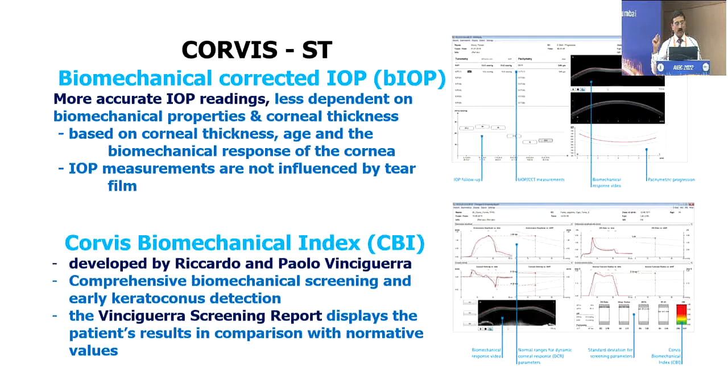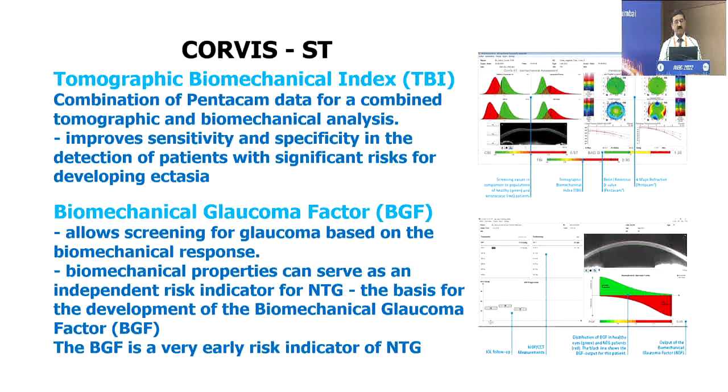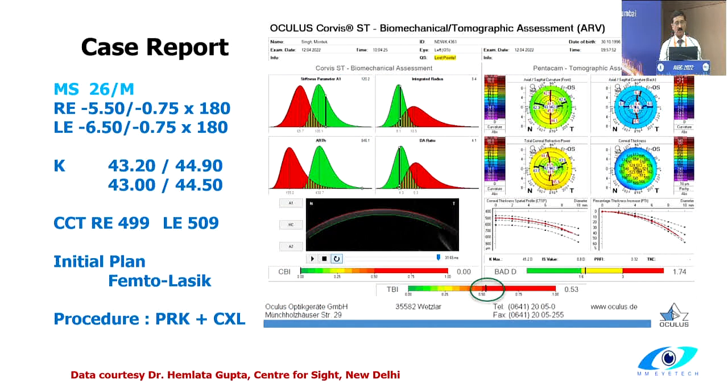And then there's the Corvus biomechanical index, where again it uses the same data to assess what the biomechanics of that cornea are. And then it combines this with the Pentacam values. So now you have topography and Scheimflug of the anterior and the posterior float, you have the Belin-Ambrosio display, and you have biomechanics fed into one system. And they have combined these to give you by far the best aspect as far as screening for these patients is concerned.